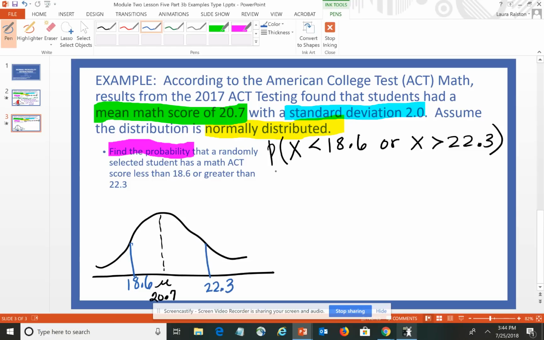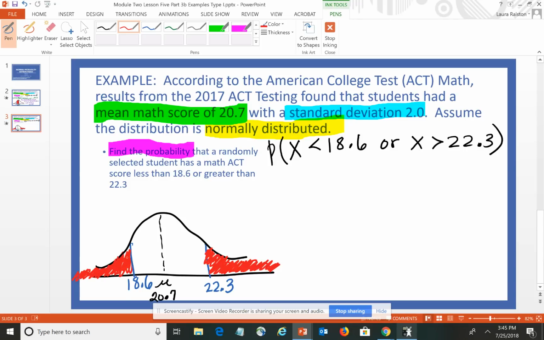Now, remember, to be less than 18.6 means I'm going to be out here to the left. When you're out here on the end, we call that a tail. To be greater than 22.3, you're going to be on the right-hand side on the end, which again is called the tail. So we call this problem the tails because we're really looking for the value of the tails.